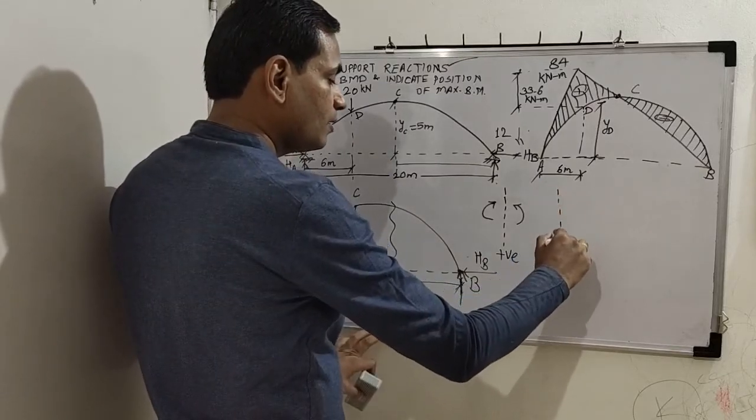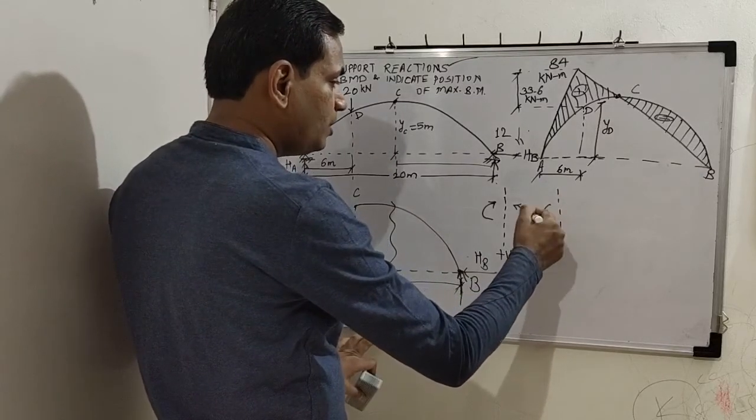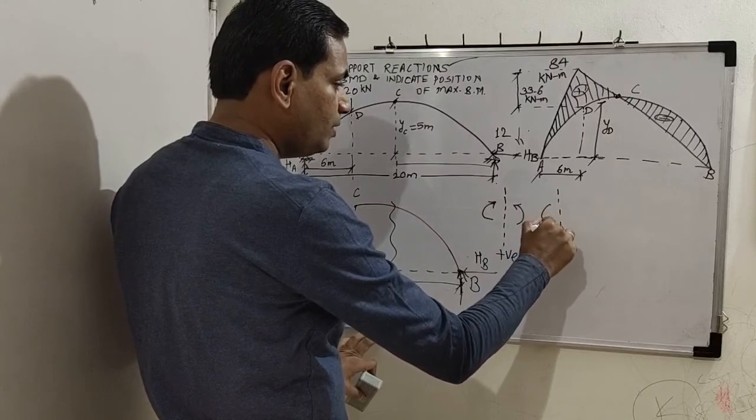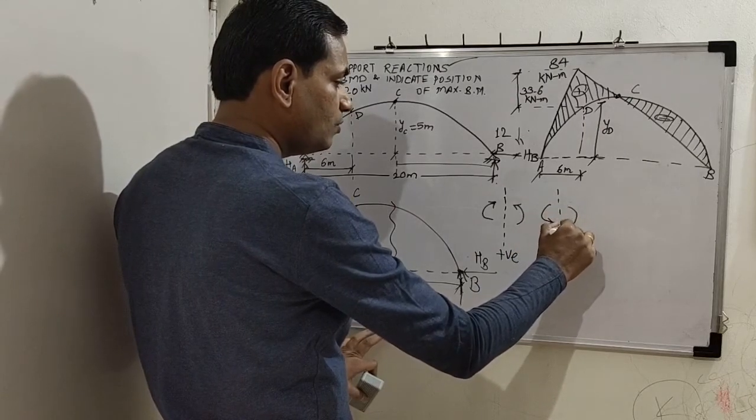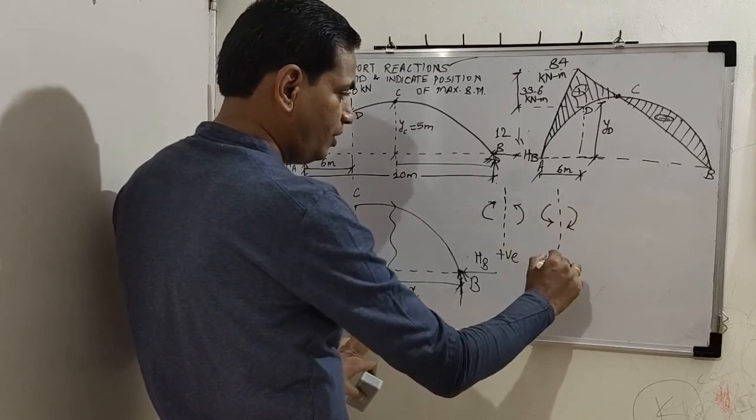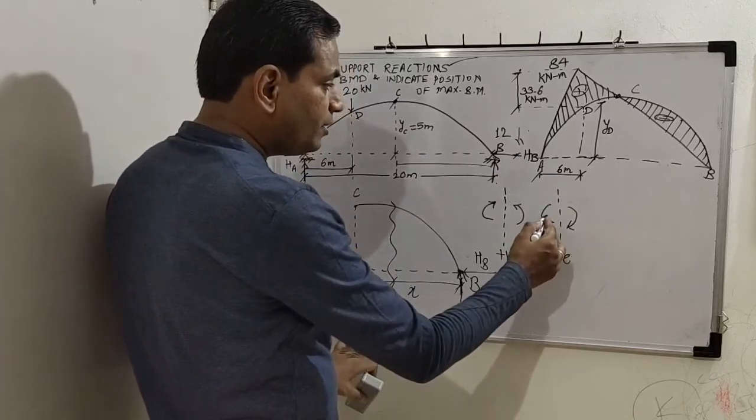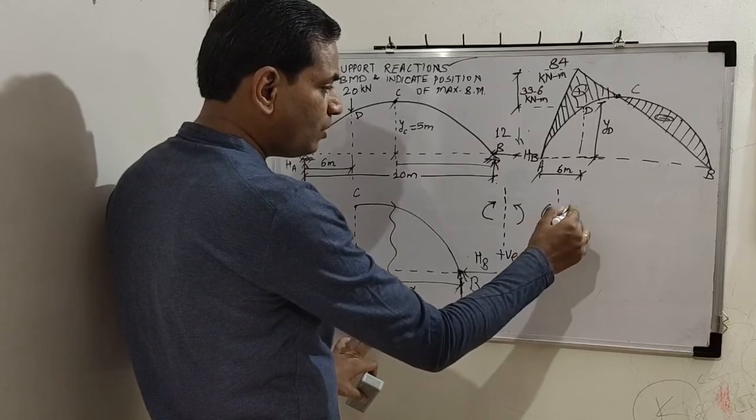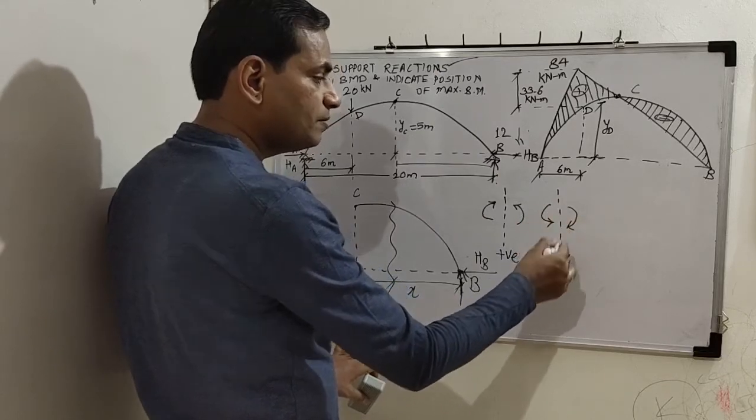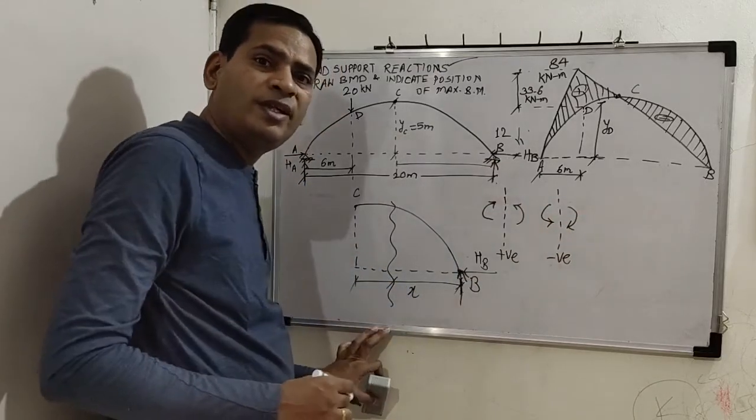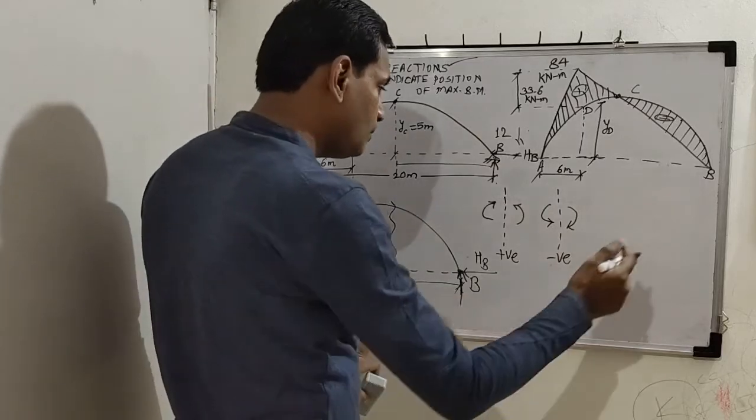Another is exactly opposite. Now if this has to be anti-clockwise and this is clockwise, then this will be negative. So moment on the left hand side anti-clockwise or moment on the right hand side of the section clockwise, the moment will be considered negative. What about shear forces?